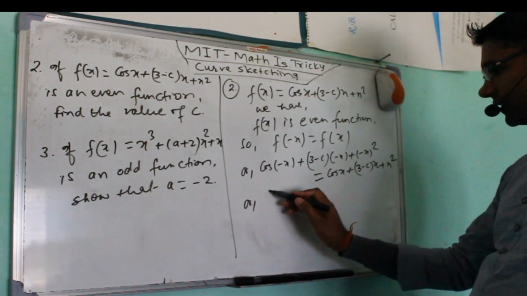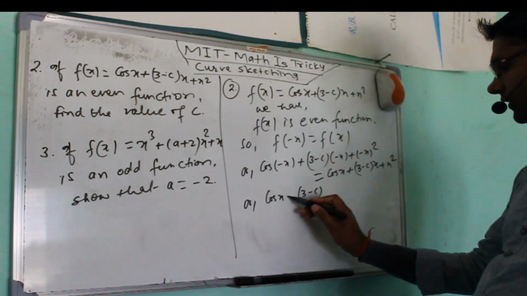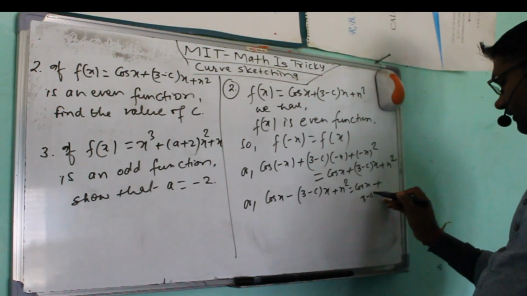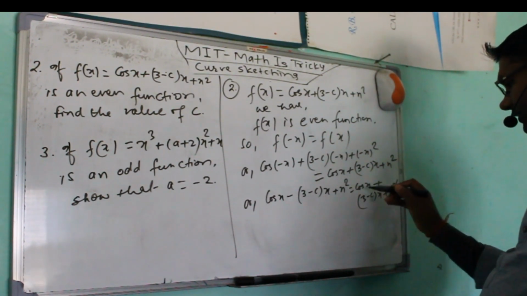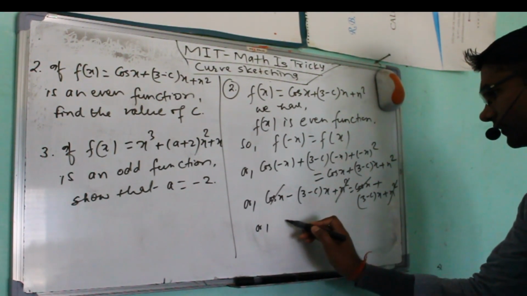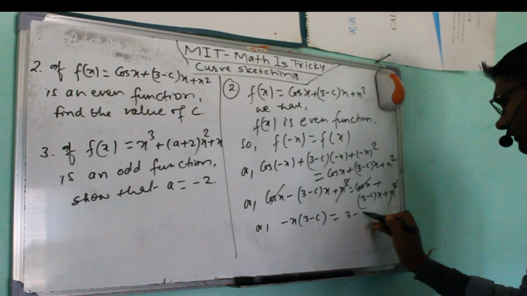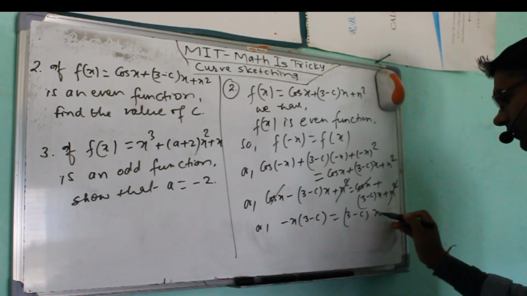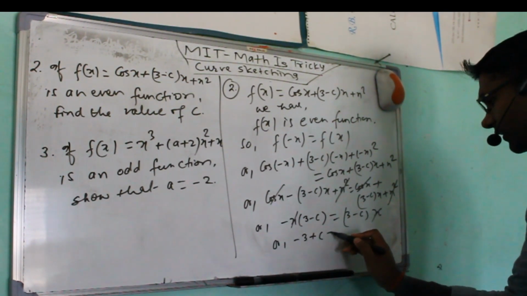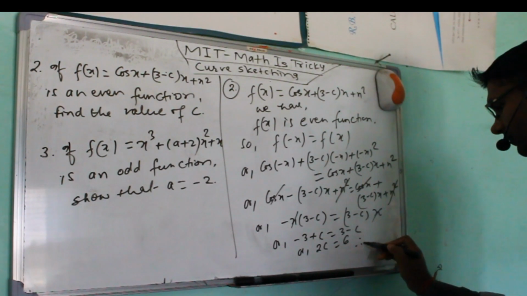So now let's simplify. cos(−x) is cos x, plus (3 − c)(−x) plus x² equals cos x + (3 − c)x + x². The x² and cos terms cancel, so we have −x(3 − c) equals x(3 − c). We can cancel x and x, so we can write −3 + c equals 3 − c, so 2c equals 6, therefore c equals 3.